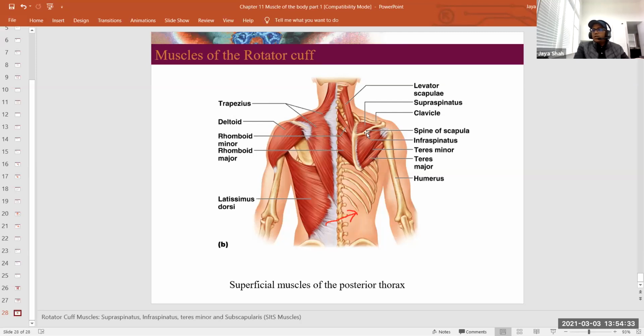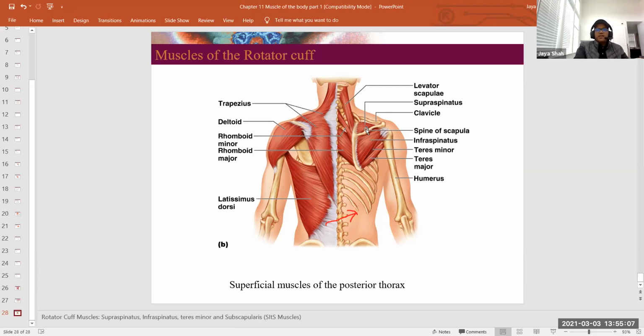So these muscles help in stabilizing the shoulder joint when you are moving it. You are rotating, and that is why they are the rotator cuff muscles. In the exam, if I ask which of the following are not rotator cuff muscles, the rotator cuff muscles are supraspinatus, infraspinatus, teres minor, and subscapularis.